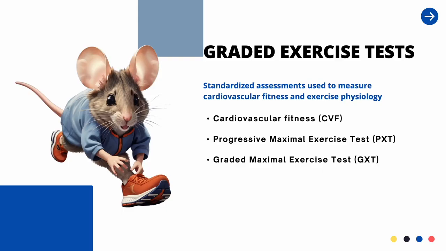measurements. There are two main types of tests for understanding cardiovascular fitness. They are the progressive maximal exercise test and the graded maximal exercise test. Each test provides different but complementary information to understanding cardiovascular fitness.